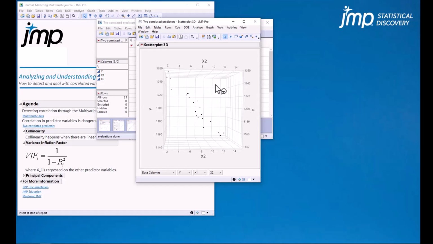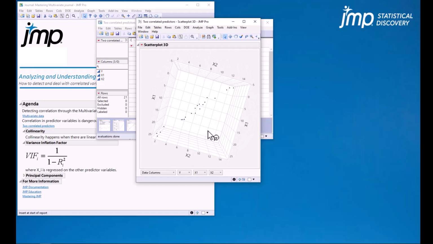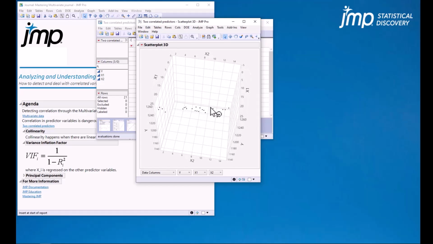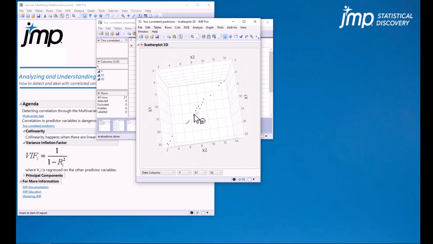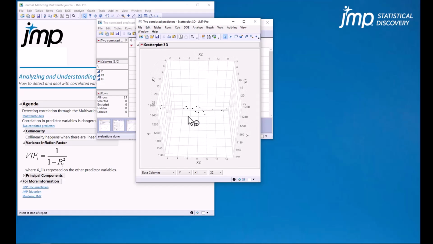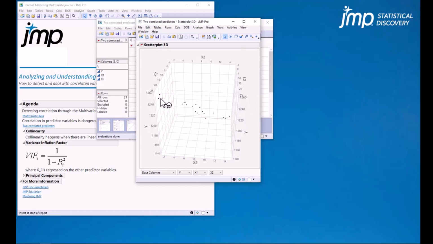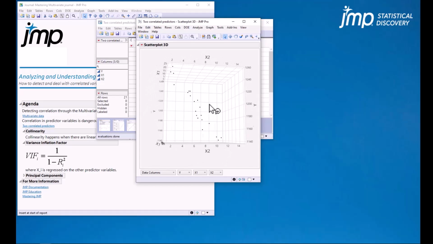And if I spin it in different ways, like from this direction, you can see that correlation between X1 and X2, right? And so you can see that the data are not filling up this 3-dimensional space. And in fact, they're not filling up the 2-dimensional space in the X1 and X2 plane. And really, I don't want to fit a plane to the data, because I have just a line of data plus some random error. I don't really even have a plane.